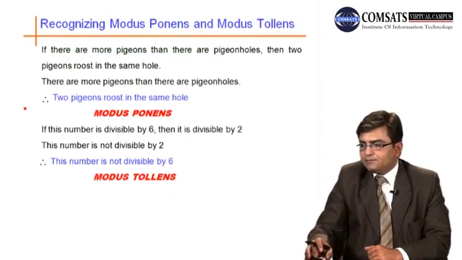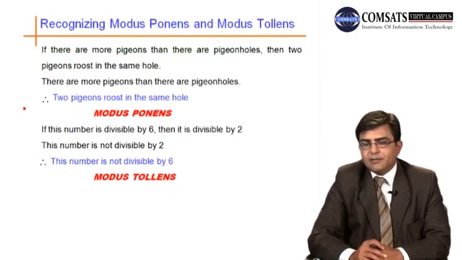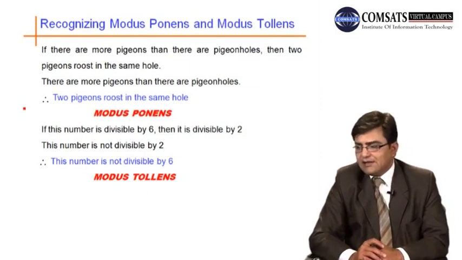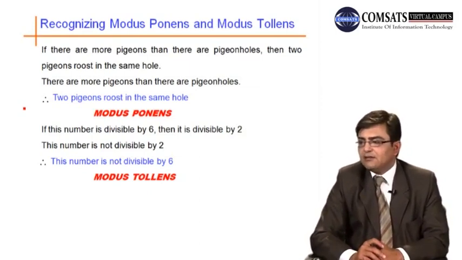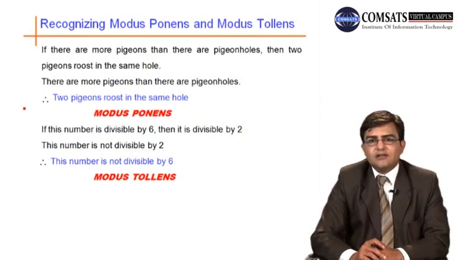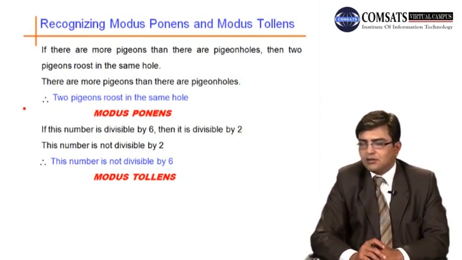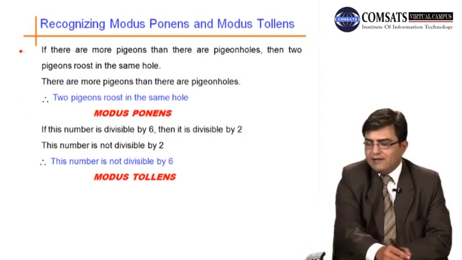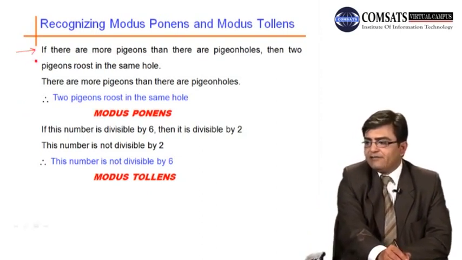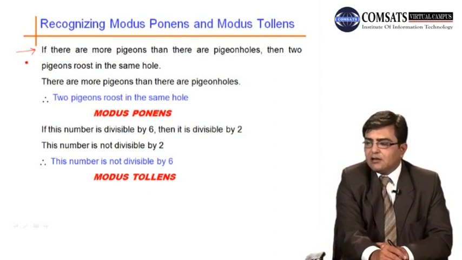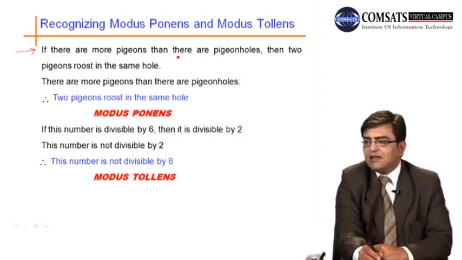Now we shall study some other examples. We shall see another example of modus ponens and modus tollens, and how we recognize modus ponens and modus tollens. For example, I have given two examples here. The first premise, first hypothesis or assumption is, if there are more pigeons than there are pigeonholes, then two pigeons roost in the same hole.